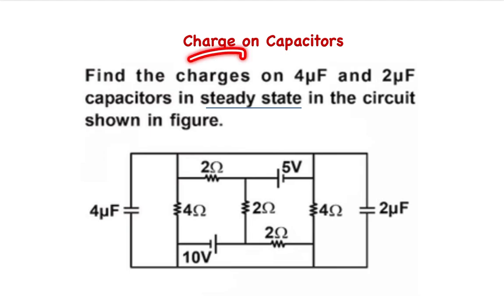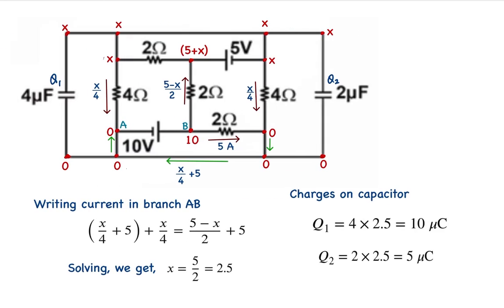Now to find the charge on this capacitor, we need to determine the potential difference across the capacitor. So to solve this problem, we can assume that potential of all these points is 0 and potential of all these points are x. So let us see how we can approach this problem. So we assume 0 potential at all these points and potential x at all these points.